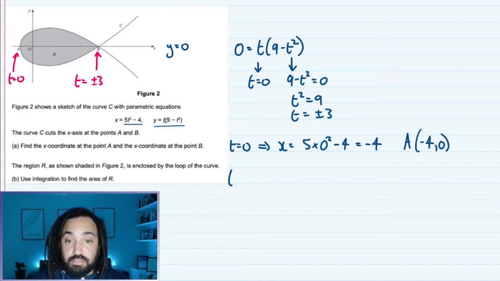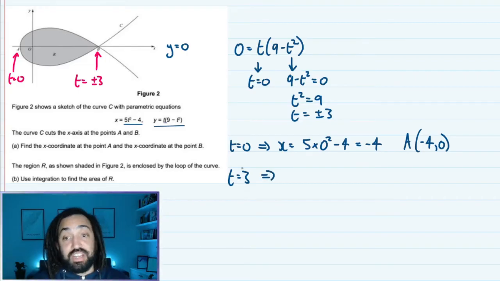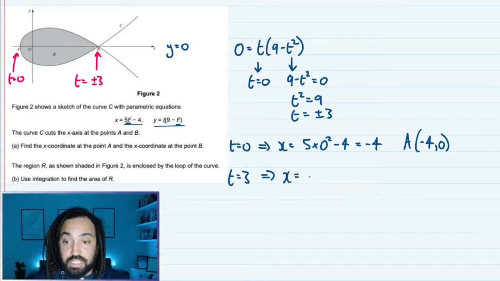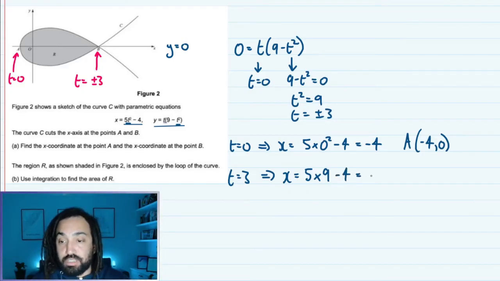Okay, lovely. And now we'll do the positive t is equal to 3. In fact, it doesn't matter, does it? Because you're squaring it. It's the t squared which is going to be used here. So the x coordinate is 5 multiplied by t squared. T squared we said was 9, minus 4. So that's 45 minus 4, which is 41. So the b coordinate is 41, 0.